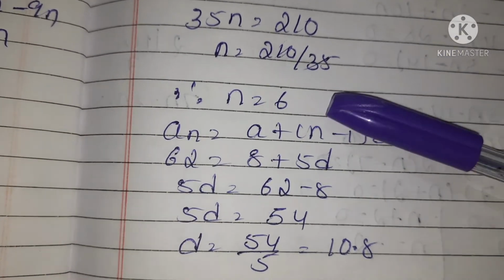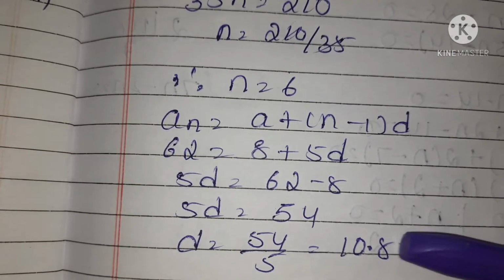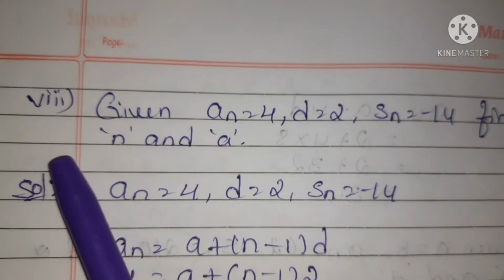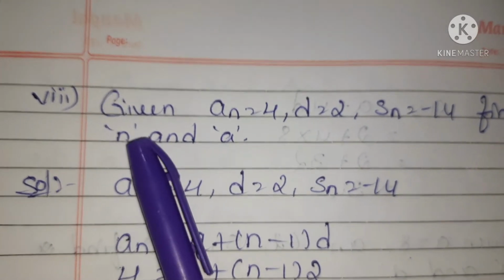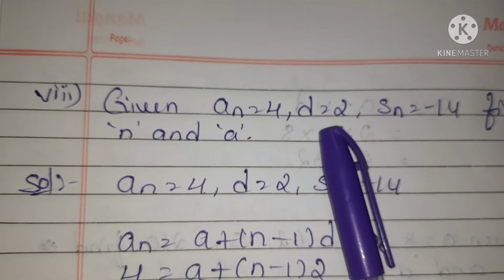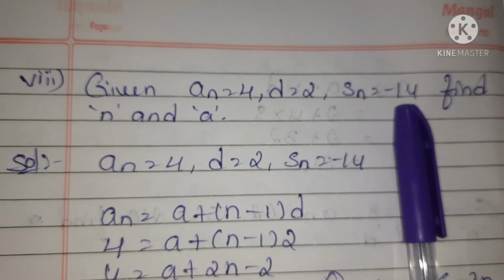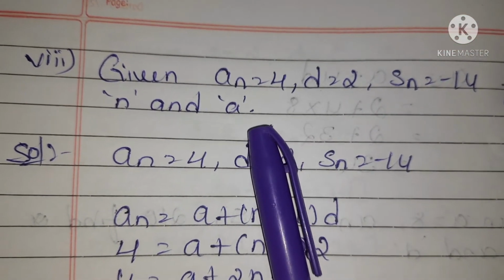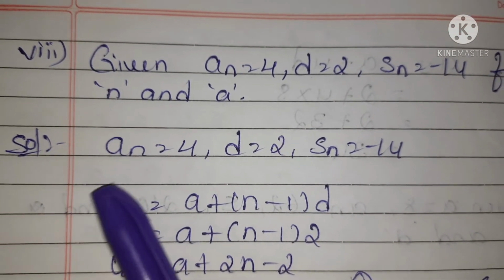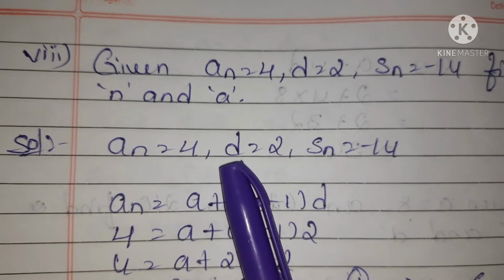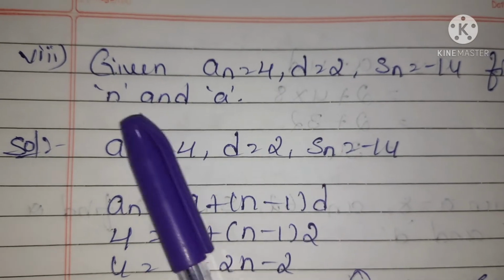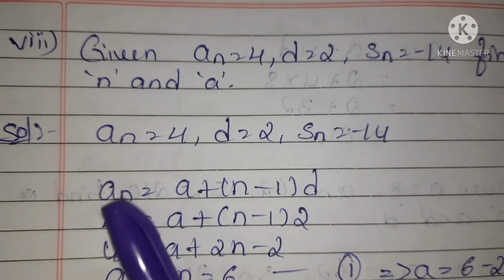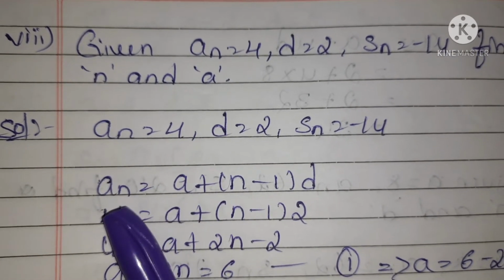Therefore, here N value is 6 and D value is 10.8. Now, next problem, 8th problem. Given AN is equal to 4, D is equal to 2, SN is equal to minus 14. Find N and A value. In this question, they gave AN value, D value, SN value. We should find out N and A, that means number of terms and first term.